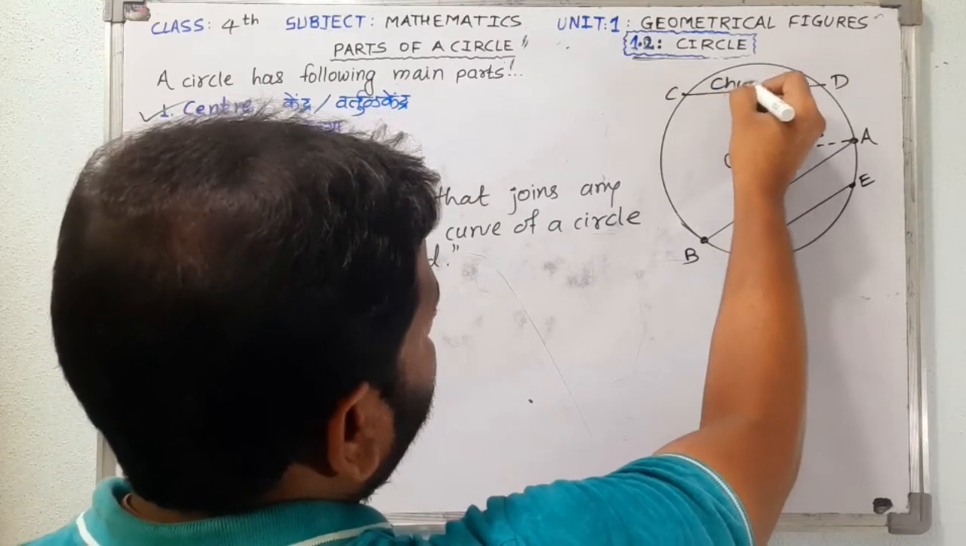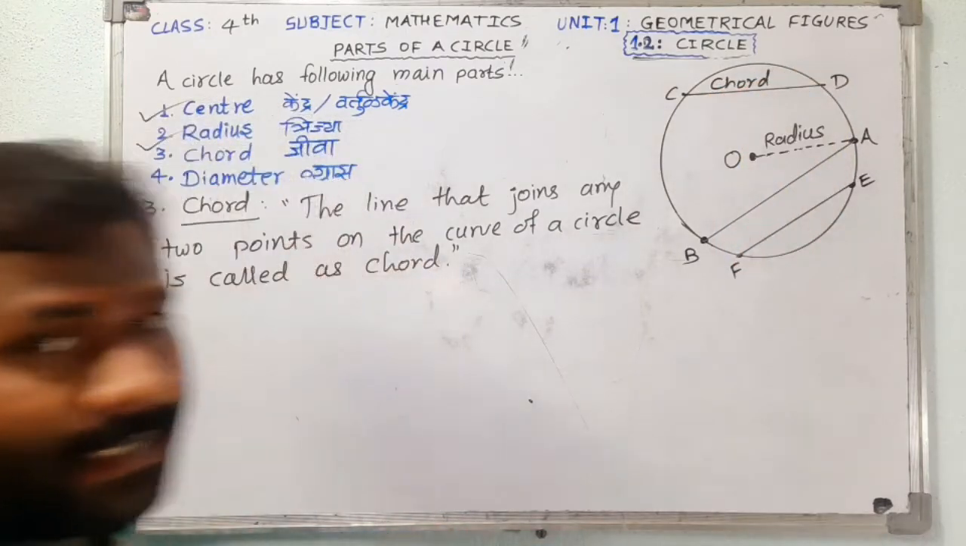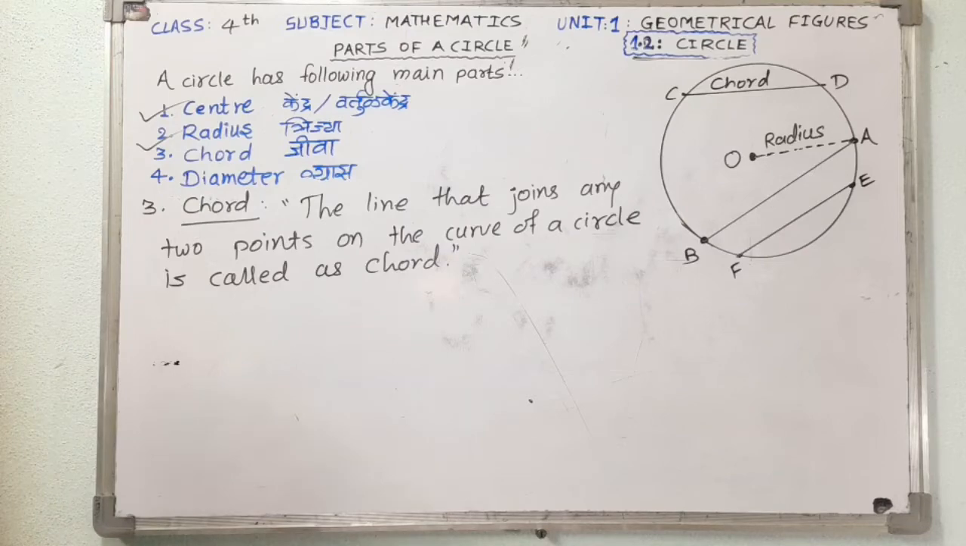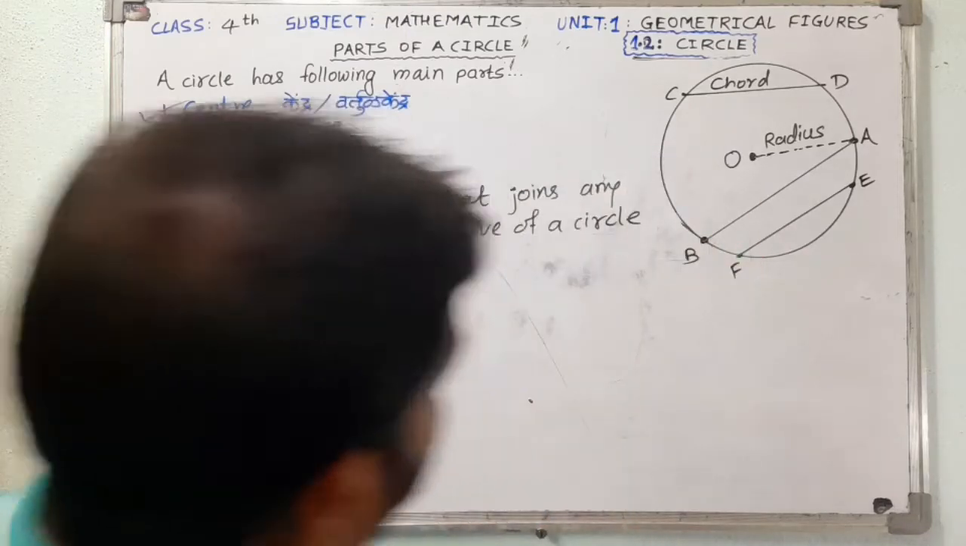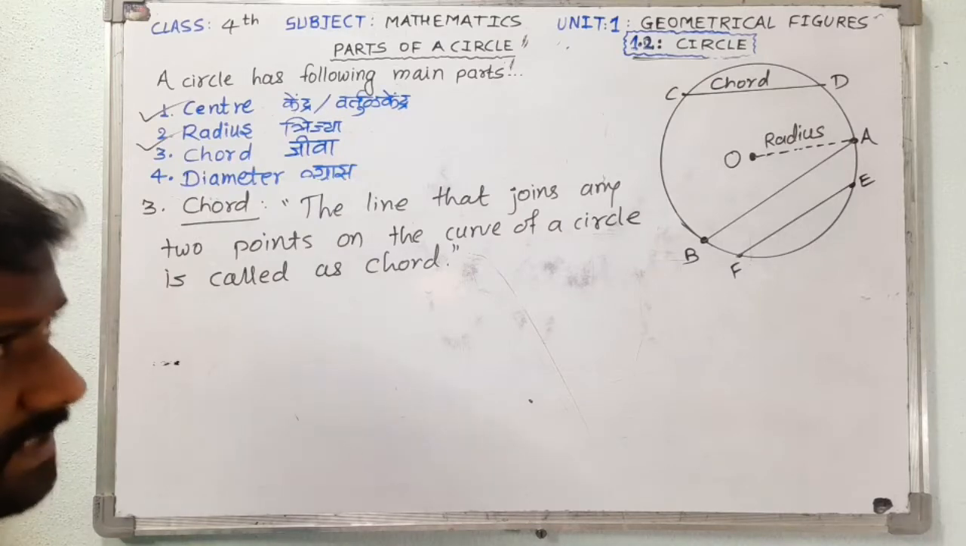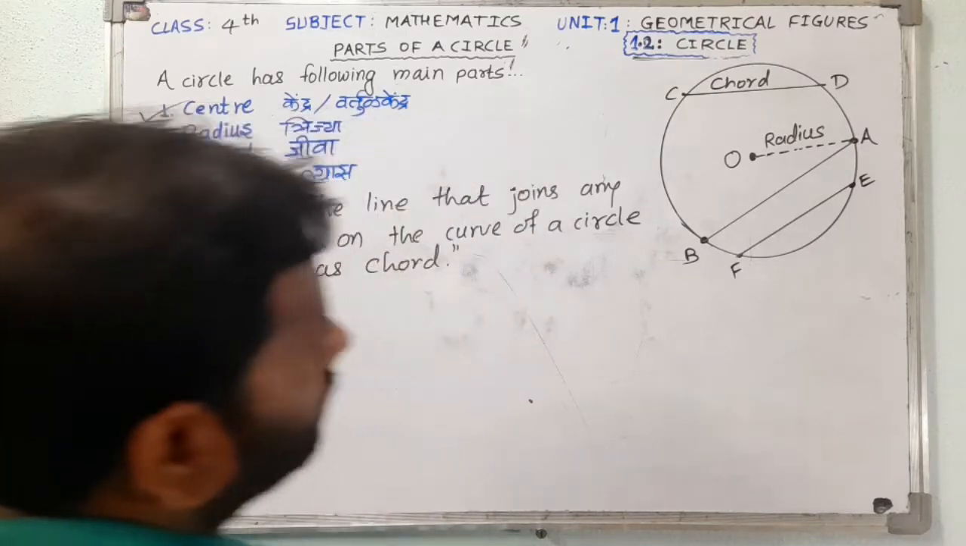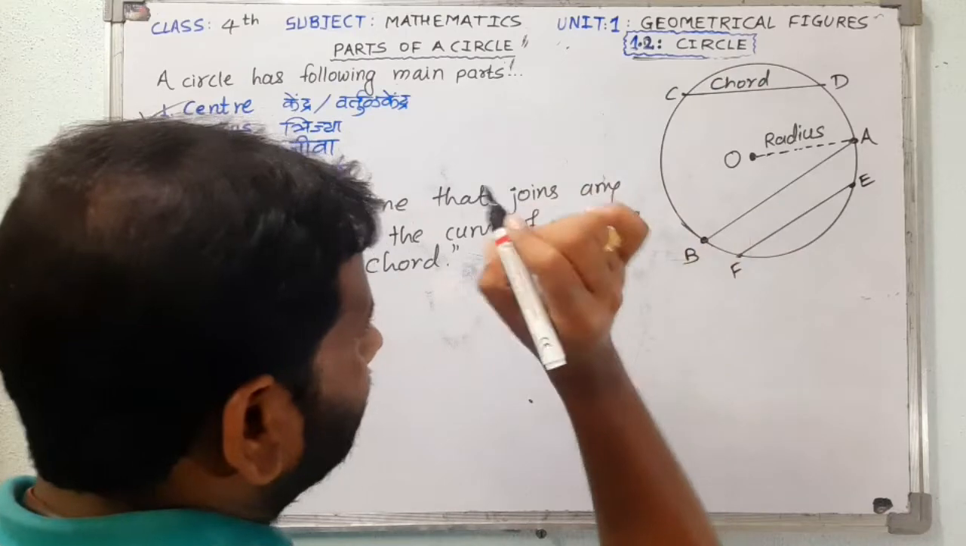Chord. Okay. So in the diagram, CD is a chord of circle. Or in the figure, CD is the chord of circle. Okay. One more thing is that, can we draw the chord like this?